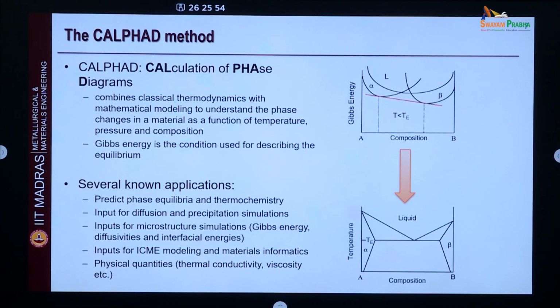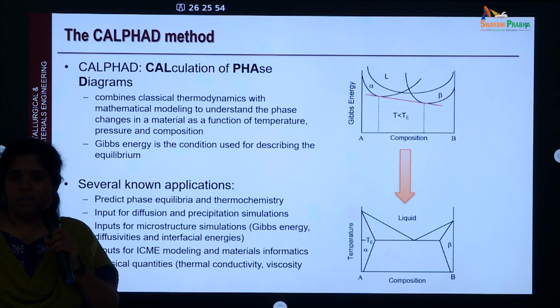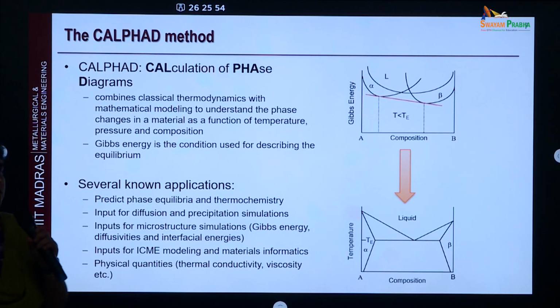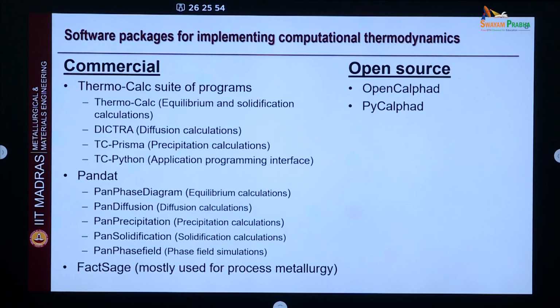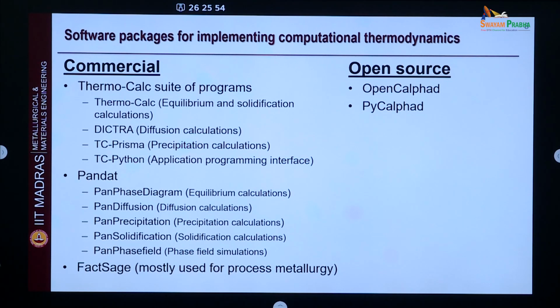And finally, physical quantities. From these thermodynamic properties, we move to other types of properties like volume, viscosity, and thermal conductivity, right? So there are several other properties which can be predicted, not just enthalpy, Gibbs energy, and entropy. Some of the software packages in the field are of two types: commercial, where we pay money and buy, and open source, which is openly available for people to use. The most successful program here is the Thermo-Calc suite of programs, originally developed in Sweden. We will be seeing that.